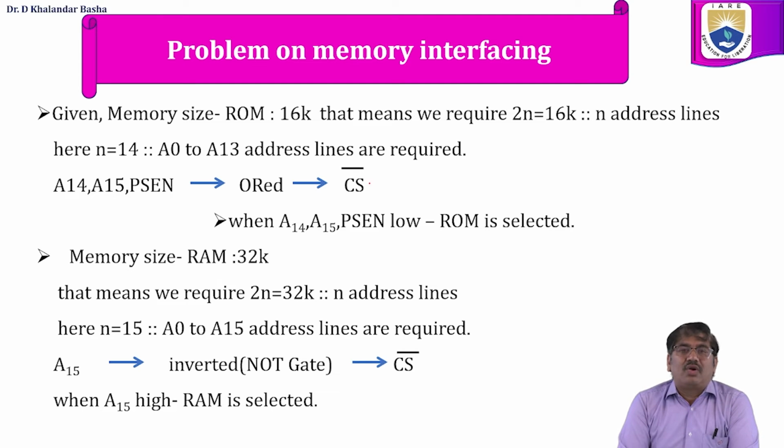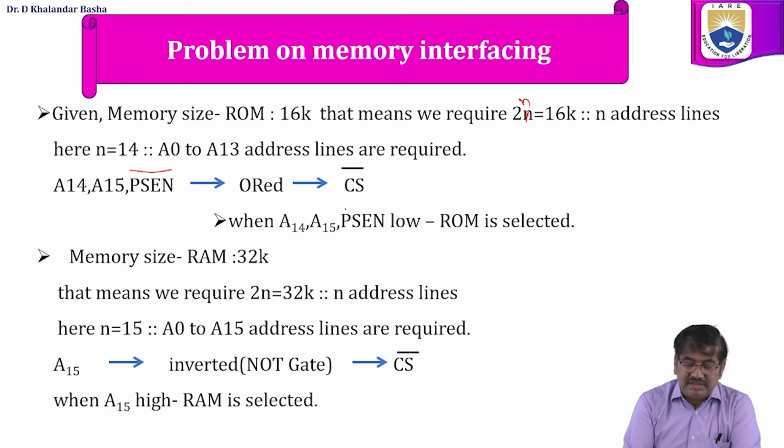So the given ROM is 16K, that means we require 2 to the power of n, which is equivalent to 16K, where n is the number of address lines. So in this case, n is equivalent to 14. So A0 to A13 lines are used for accessing memory which belongs to ROM. A14, A15 and PSEN are used for chip select line. When A14, A15 and PSEN bar are low signals, then the ROM is selected.